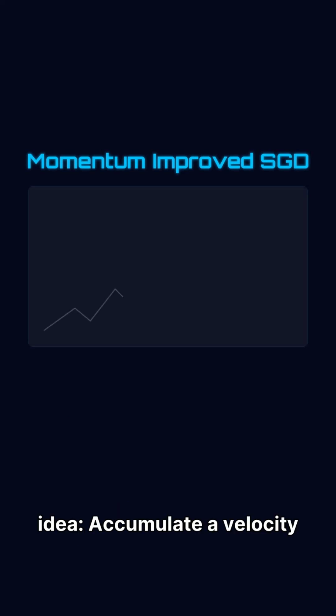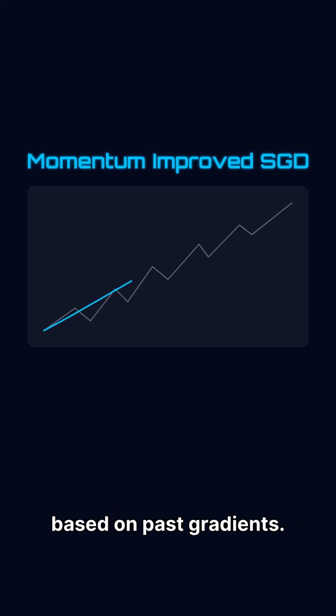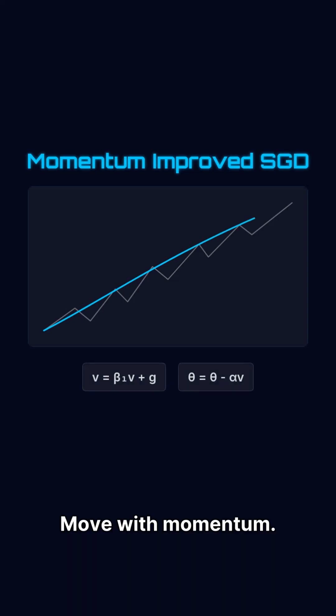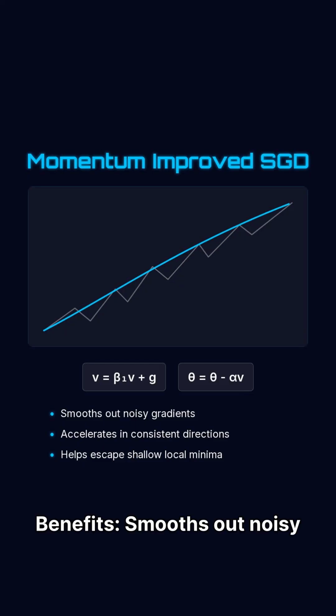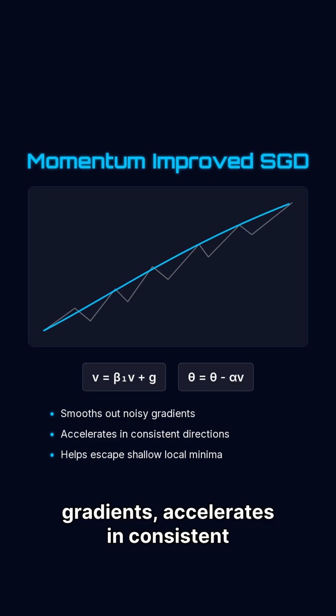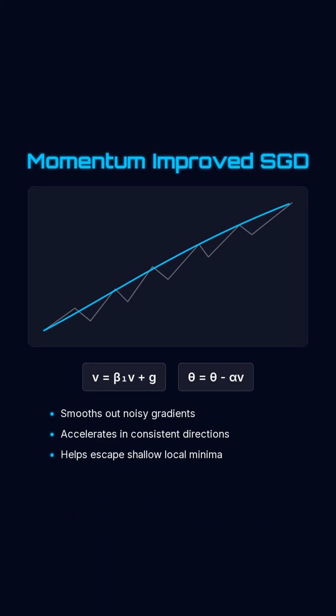Momentum improved SGD. The idea: accumulate a velocity based on past gradients. Move with momentum. Update: v = βv + g, θ = θ - αv. Benefits: smooths out noisy gradients, accelerates in consistent directions, and helps escape shallow local minima. Momentum uses first moments of gradients.